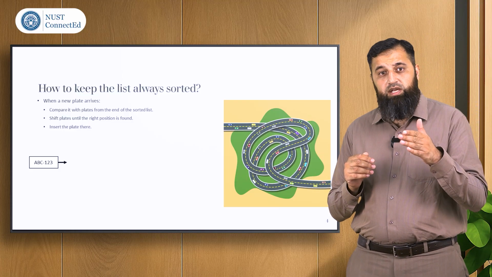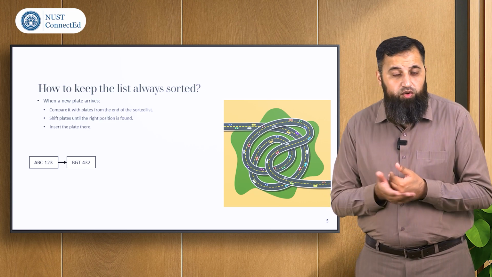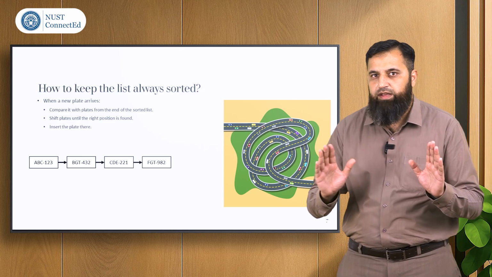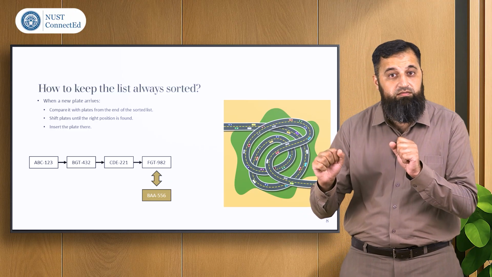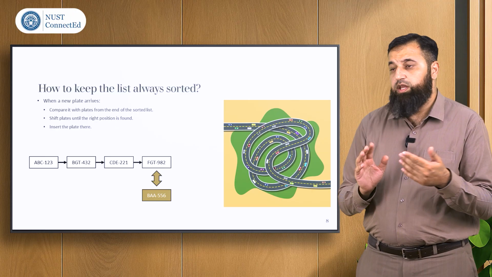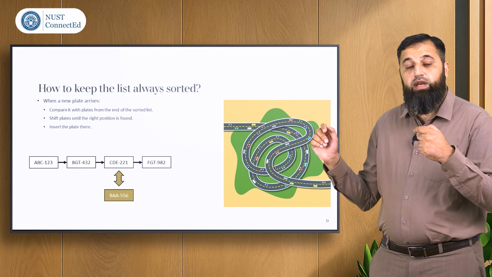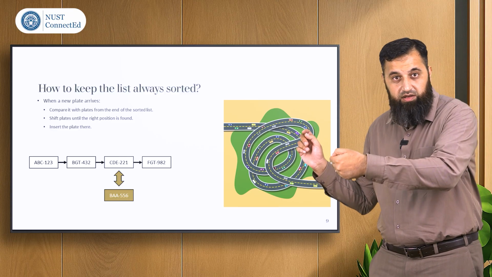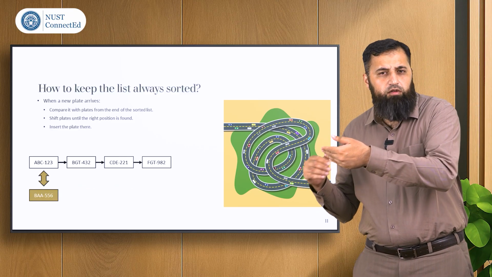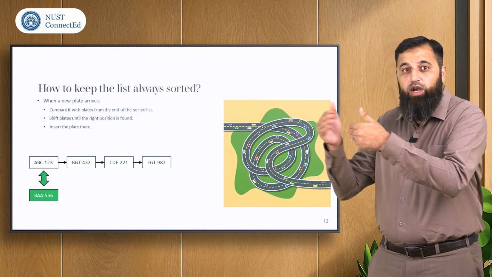We start with some set of plates: ABC 123, BGT 432, CDE 221, FGT 982. Now a new plate arrives, BAA 556. We compare it from the end. First, compare it with FGT. Move it one step right. Compare it with CDE. Move it right again. Compare it with BGT again. Move it right. Now we have found the correct spot just after ABC 123.